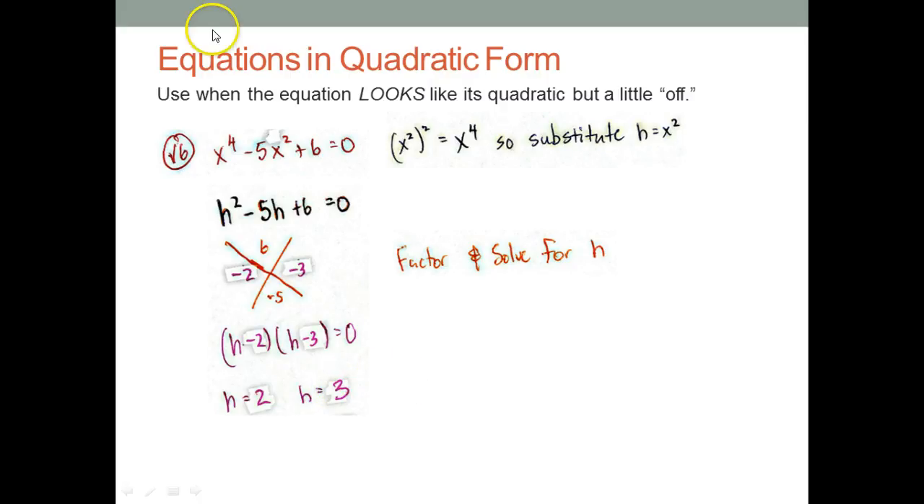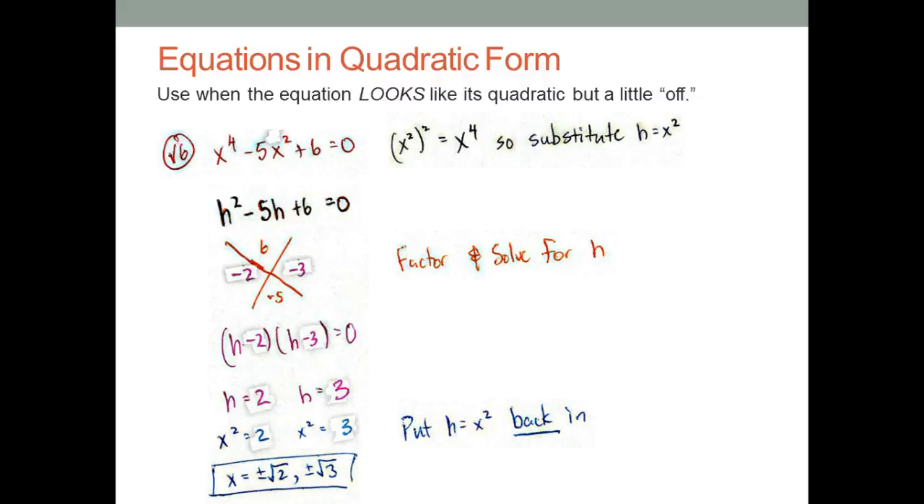Now remember, in my original problem, I'm not solving for h, I'm solving for x. So once I've solved for h, or whatever letter you've used for that variable, all I'm going to do is put the x squared back in. Square root both sides, and I have plus or minus root 2 or plus or minus root 3. That's 4 separate answers, but they all work.